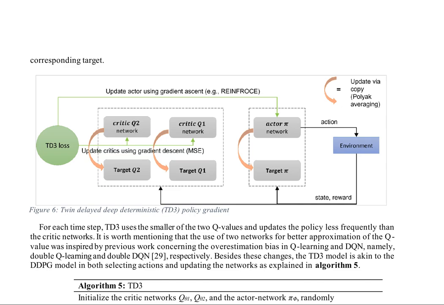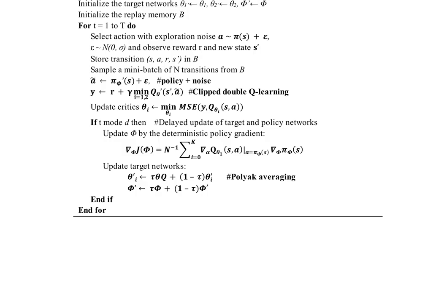The TD3 algorithm is similar to the deep deterministic policy gradient (DDPG) model in selecting actions and updating networks, as outlined in Algorithm 5. The TD3 algorithm initializes two critic networks, Q_theta1 and Q_theta2, and an actor network pi_phi, with target networks theta1', theta2', and phi'. The algorithm iteratively selects actions with exploration noise, observes rewards and new states, and stores transitions in a replay memory.